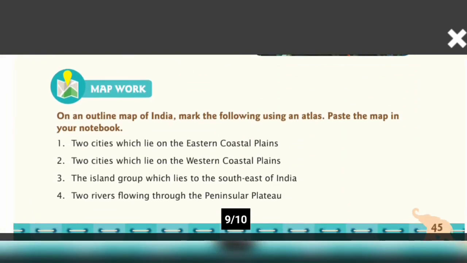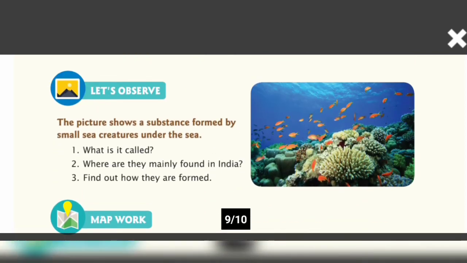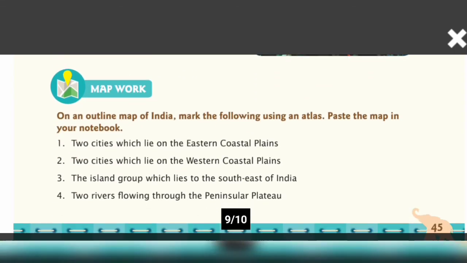Yes, now take page number 45. Let's observe. So, they have given the picture shows a substance formed by small sea creatures under the sea, right? So, can you see this picture? What is it called? Yes, it is a coral, right? And we have learnt where they are mainly found in India and how they are formed, right? So that is your homework, okay?